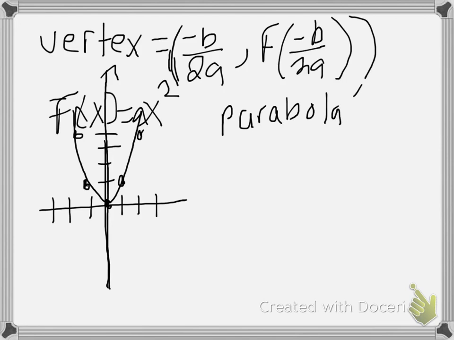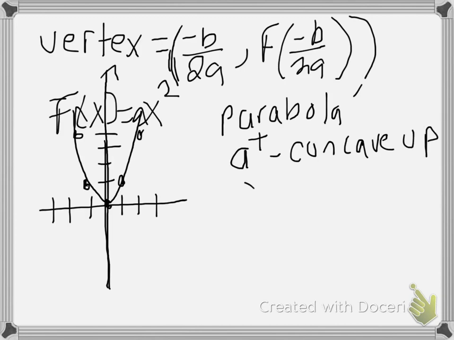Okay. Remember what it looks like. If a is positive, in other words, if it's in standard form, the number in front of the x squared, if that's positive, then it's going to open up, or it's going to be known as concave up. A plus gives you concave up, because it opens up.